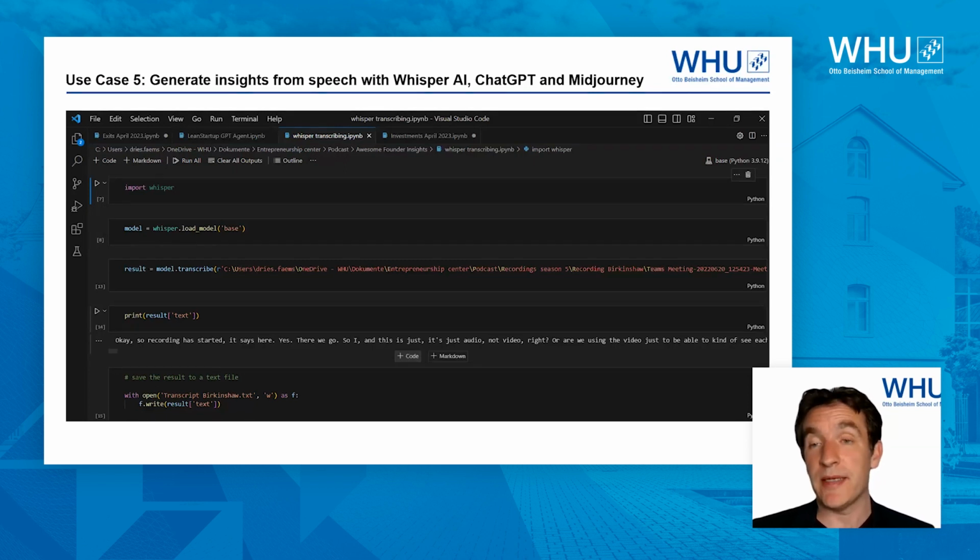And so with Whisper, and this is totally free, you can transcribe audio from audio files, but also from video files. And again, you need to code it in Python, but here it's really straightforward. It's really 3 lines of code that you need to execute, and it will give you a perfect transcript. So that's the first step. You can use Whisper to transform audio into text.